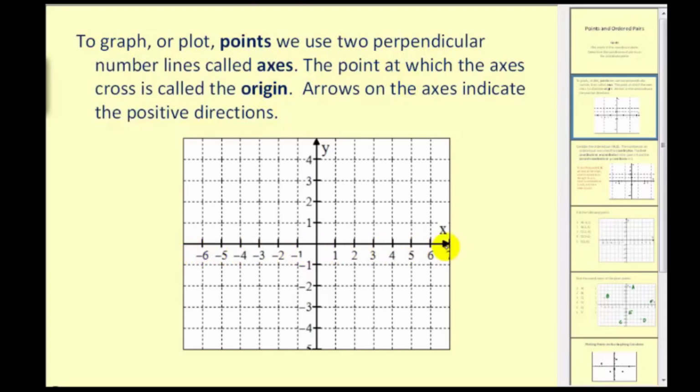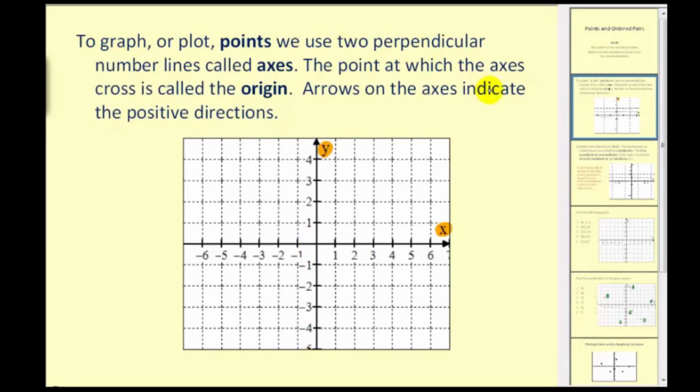The horizontal number line is called the x-axis, and we have the positive x values on the right and the negative x values on the left. And the vertical number line is called the y-axis, and the positive y values are above the x-axis and the negative y values are below the x-axis.